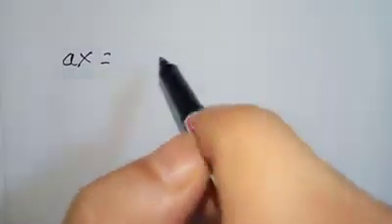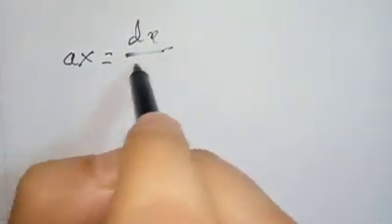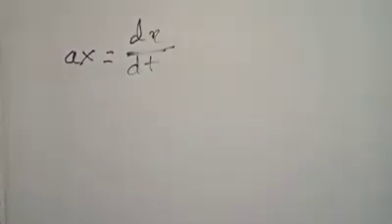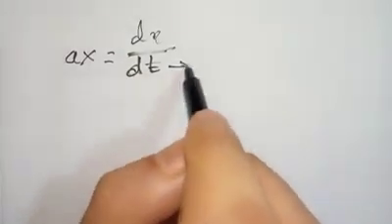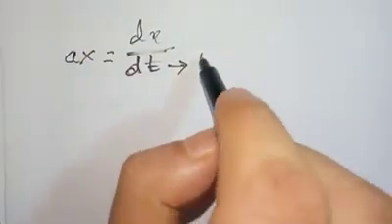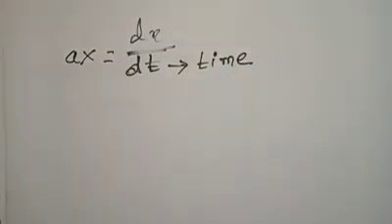ax equals dx by dt. So let me write something like this. This would be ax equals dx by dt, where you should notice what we are doing. This part which we have written, let me write it once more for you. This part would be the time. So what we are doing is that we are trying to find the derivative of x with respect to time.